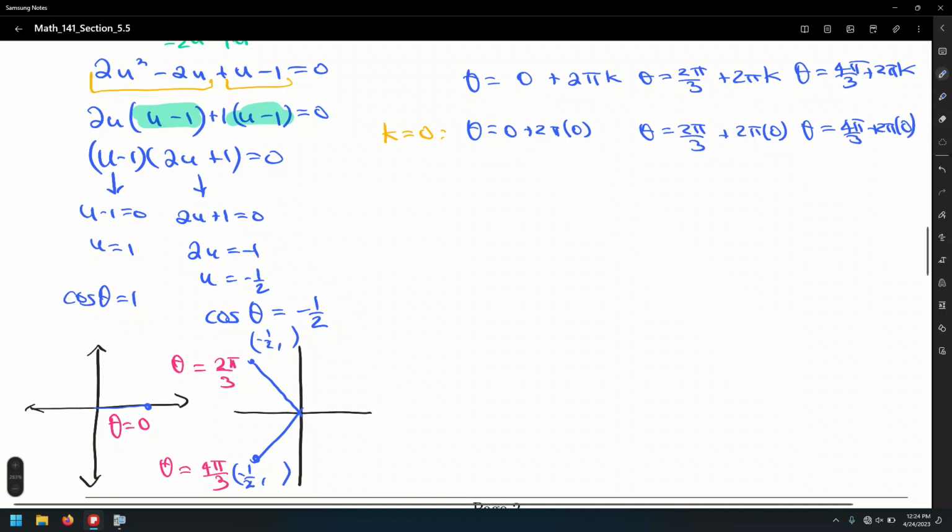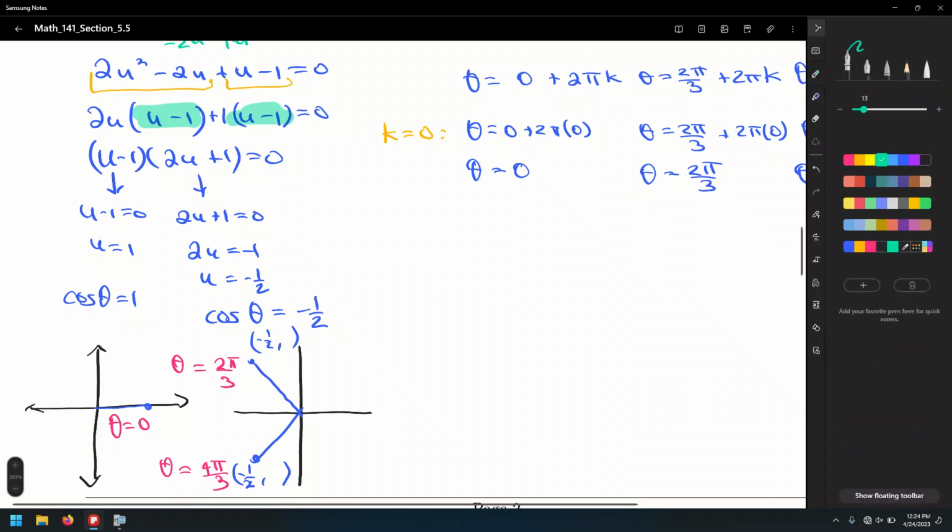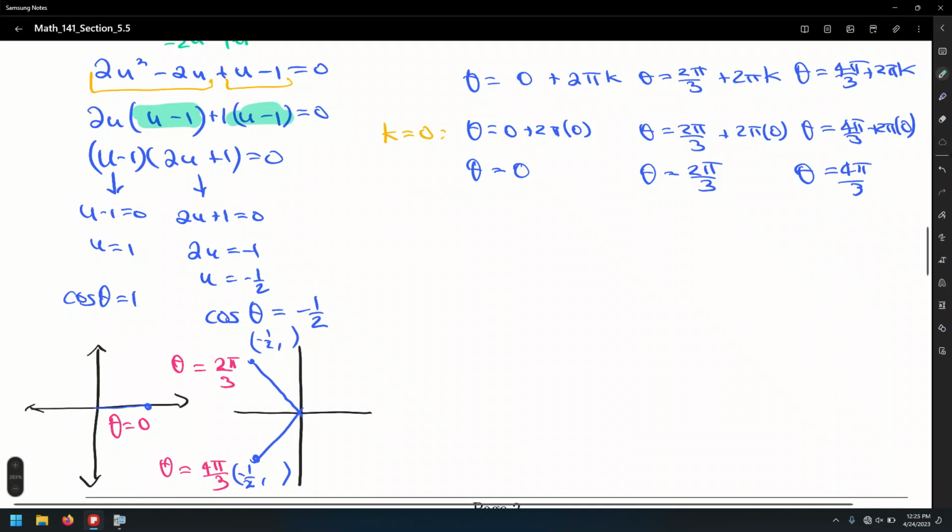So let's simplify these expressions. Of course, we are evaluating k at 0, so that term is going to get zeroed out. Theta equals 0. Theta equals 2 pi over 3. And theta equals 4 pi over 3. All right, let me draw a line here so we can distinguish the process for k equals 0 from the process of evaluating for k equals 1.